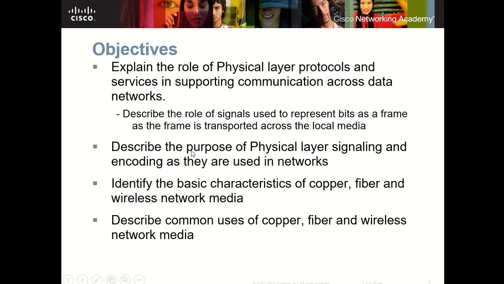Okay? The objectives of this chapter are to explain the function of physical layer protocols and services in supporting communication across data networks, the purpose of physical layer signaling and encoding as they are used in the network, the basic characteristics of copper, fiber, and wireless network media, and the common uses of copper, fiber, and wireless network.